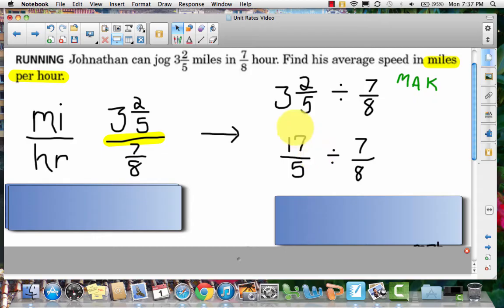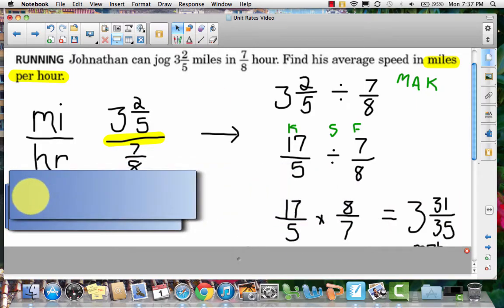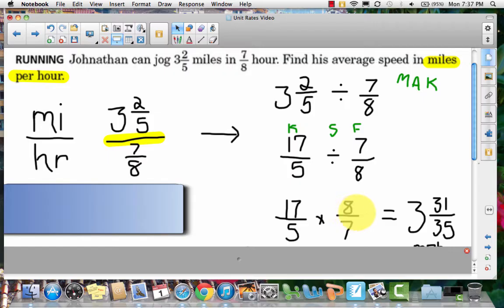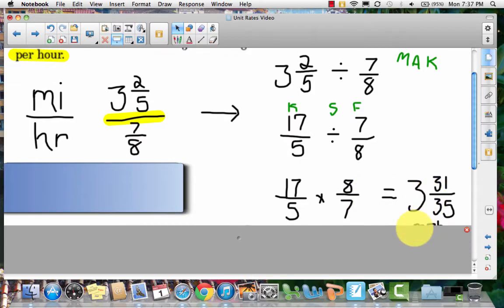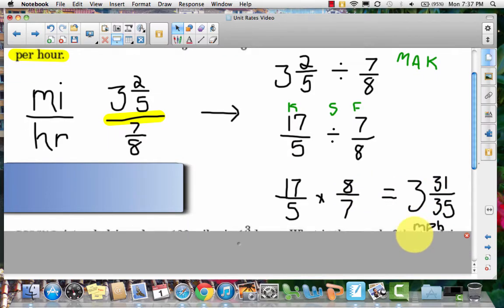Now I use my keep, switch, flip method. We keep the 17/5. We switch the division to a multiplication. We flip our second fraction, or take the reciprocal of it, and my new equation becomes 17/5 times 8/7. And then we simply just multiply and simplify to get our final answer. And notice that I put my label miles per hour on my answer.